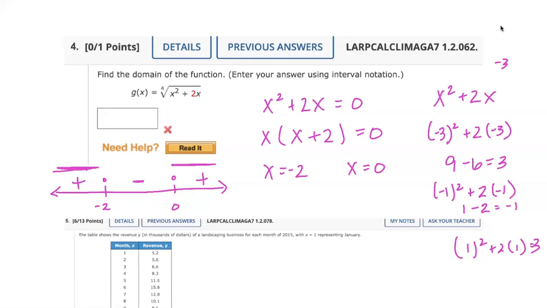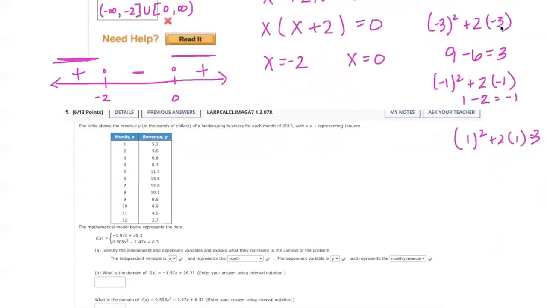So if we were writing this in interval notation, we would say it goes from -infinity to -2. Because it can equal -2, it would have what we call a closed bracket. Or, which is our union, it could be 0 or above. So again, a closed bracket, we would have 0, infinity. Infinities will always have parentheses. If it can equal the value, it will have a square bracket. If it cannot equal the value, it would have a parenthesis. So that was question 4.